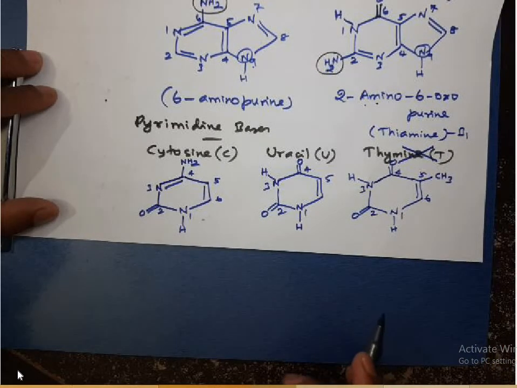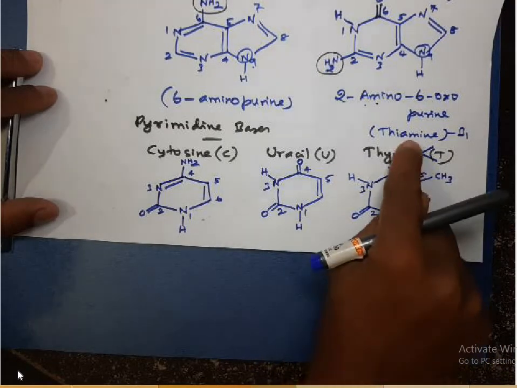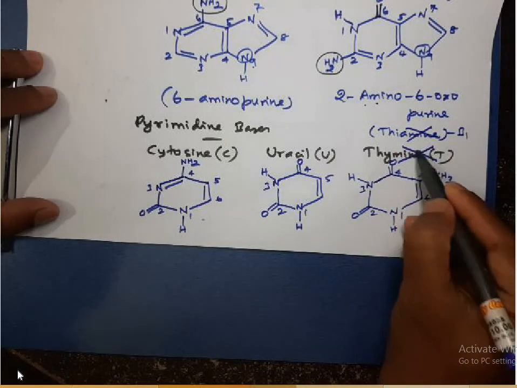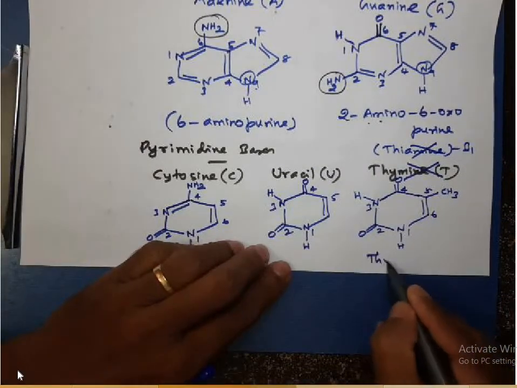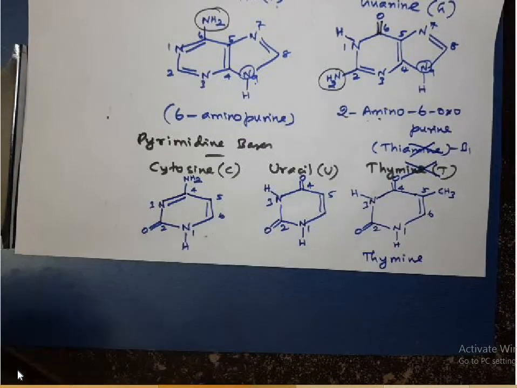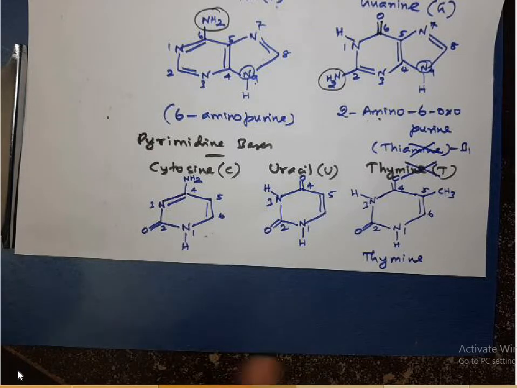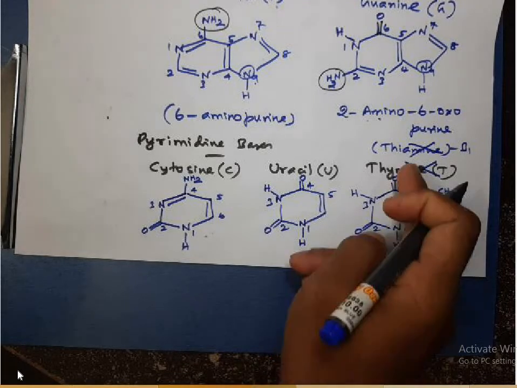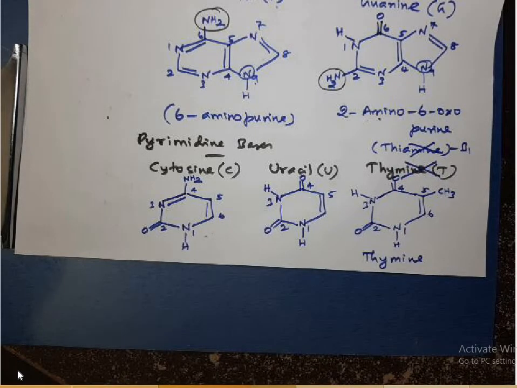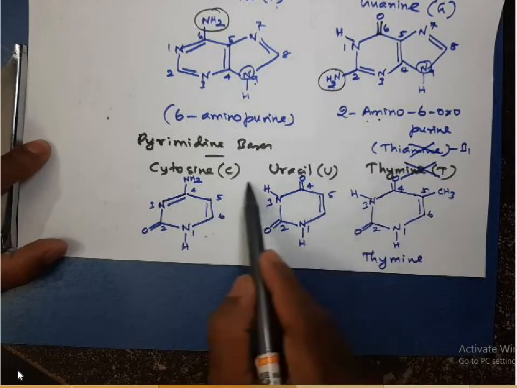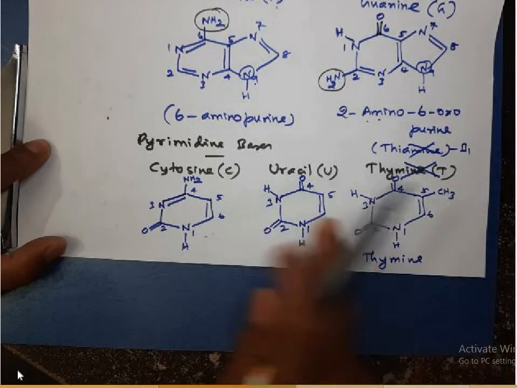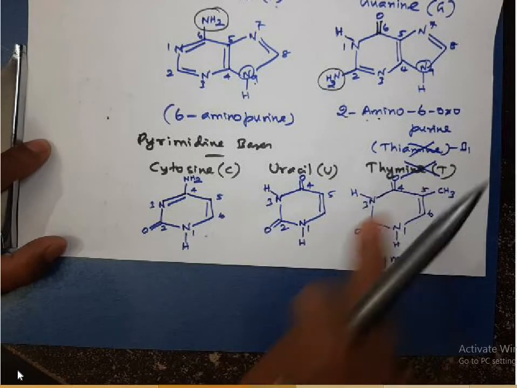You should not write thiamine. This is thymine, T-H-Y. I'm very sorry, it's not thiamine. This is thymine. Thymine is the base present in nucleic acid. Often by mistake students will commit this one: instead of writing thymine, they will write thiamine. Thiamine is vitamin B1. It is not the base present in nucleic acid. Okay, so keep this in mind. And remember this shortcut, CUT, cut. Cytosine, uracil, thymine.